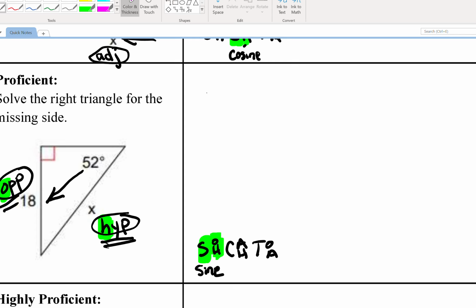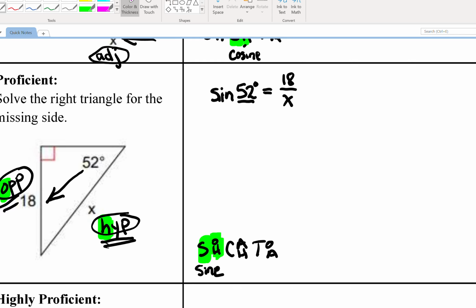And so we'll write out our equation. The sine, remember that when you write sine, cosine, or tangent, whatever follows immediately right after is the angle. So this is the sine of 52 degrees. Then the equal sign is equal to O over H. I'll write it in here just for reference, O over H, the opposite over the hypotenuse. The opposite is 18, and the hypotenuse is X.